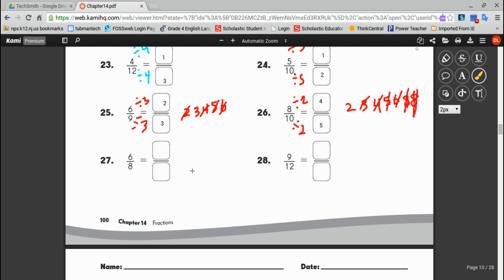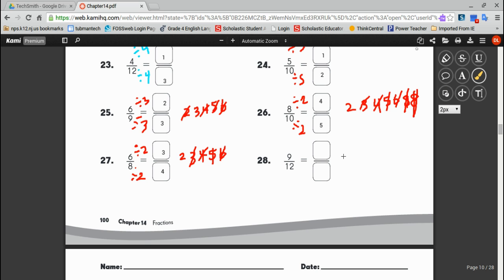Okay, next. 6 divided by 2, yes. 8 divided by 2, yes, that works. Let's try 3s. 6 divided by 3, yes, that works. 8 divided by 3, nope, doesn't work. 6 divided by 4 doesn't work. 6 divided by 5 doesn't work. And 6 divided by 6 works, but 8 divided by 6 does not work. So I know I want to divide the top and the bottom by 2s. So 6 divided by 2 and 8 divided by 2. 6 divided by 2 is 3. 8 divided by 2 is 4.